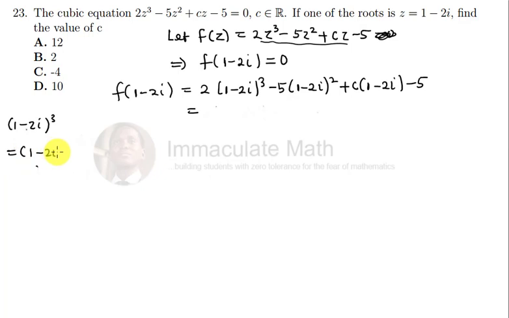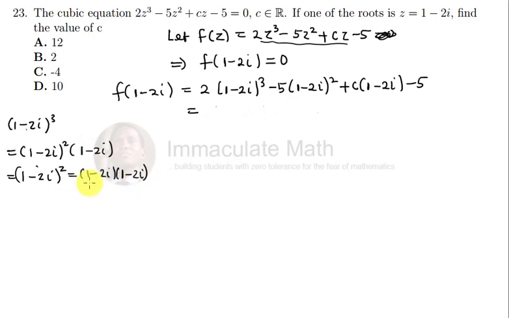1 minus 2i raised to power 2, then multiply by what? 1 minus 2i. So let me first find (1 minus 2i) squared, which is still the same thing as 1 minus 2i multiplied by 1 minus 2i. So if I expand this, what am I going to have?